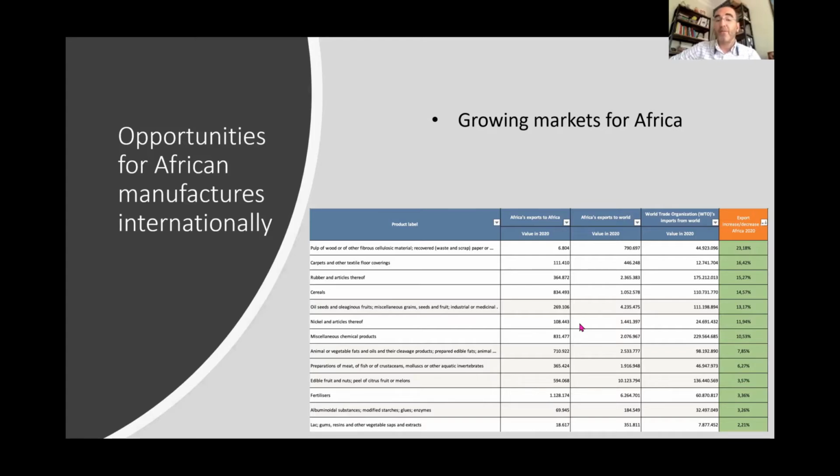Then also we have rubber and articles thereof, which again increased about 15%, which is normally about 5% in Africa region statistics. All these increases are related to the decrease of the Chinese market actually, because of COVID issues, the Chinese market had to share their customers with other regions. And this is a very good opportunity also for African manufacturers.